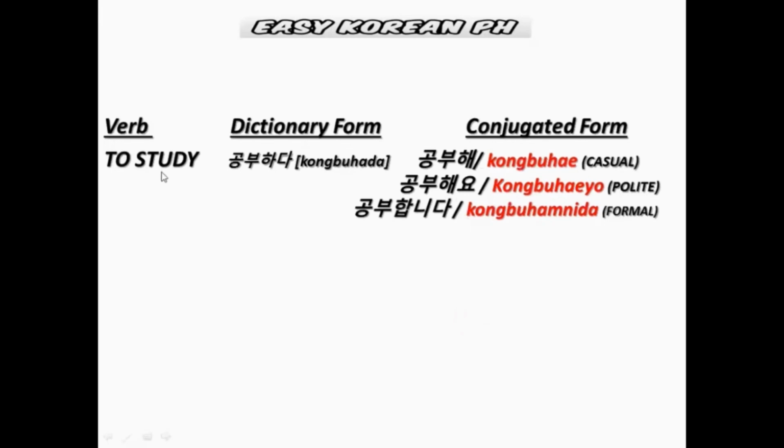Next, we're here to study. The dictionary form of that verb is Gongbuhada. Okay, conjugated form, casual, that is Gongbuhe. Polite form, that is Gongbuheyo. For the formal form naman, that is Gongbuhab니다. So once again, to study, dictionary form, Gongbuhada. We're going to use this verb in the statement. So that is Gongbuhe, casual form. Polite form, Gongbuheyo. Formal form, Gongbuhab니다.